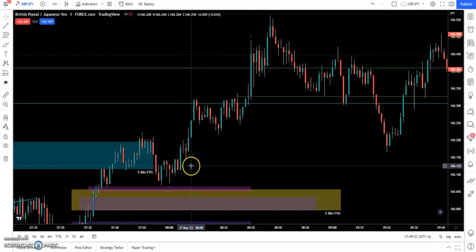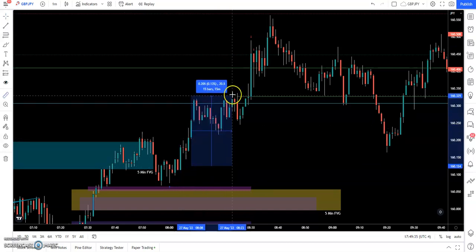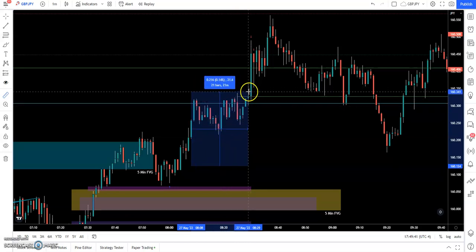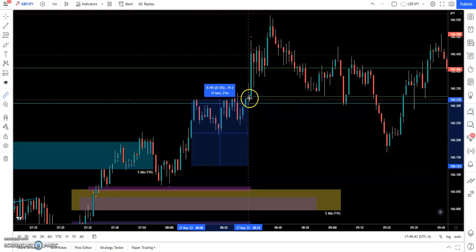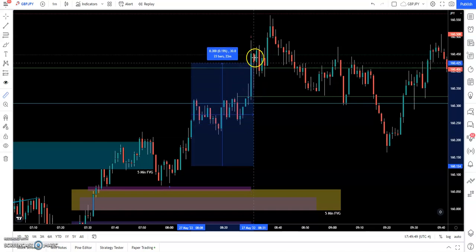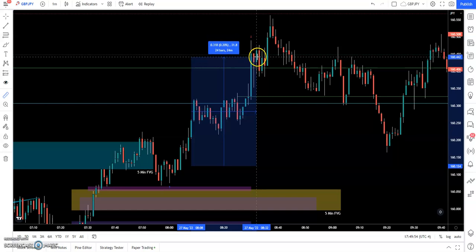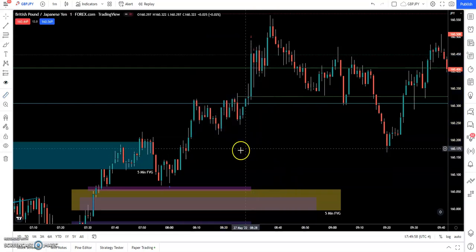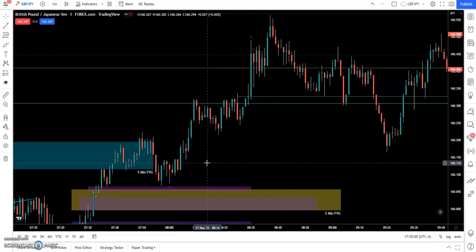So from here, I think it was about here, about 23 pips. And this one I'd finished around about here, which is around about 30 pips. So yeah, we got 30 pips out of the market today.